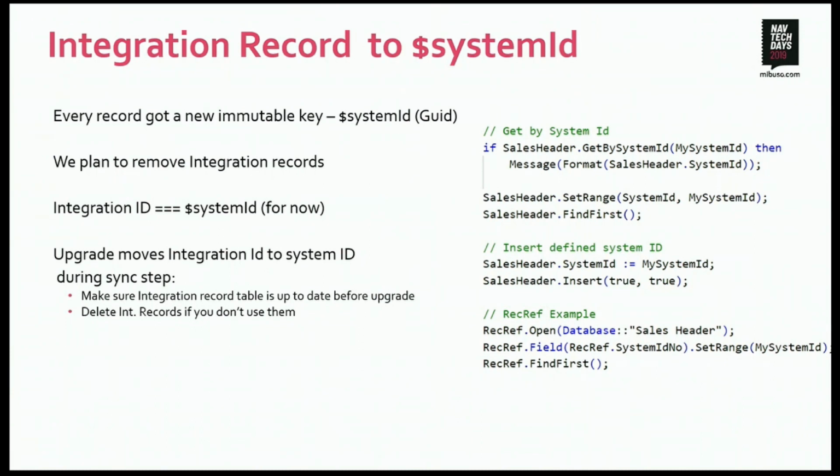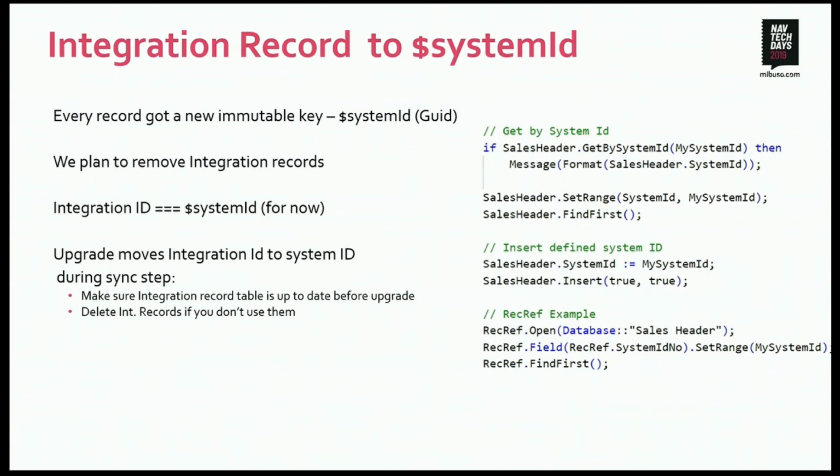Now, one additional thing that is going to happen during the upgrade is that we are going to move the integration record ID into the system ID. And what will happen during the sync step is that on each of the tables, we are going to add a new column, which is named $systemid, and it's of type GUID.